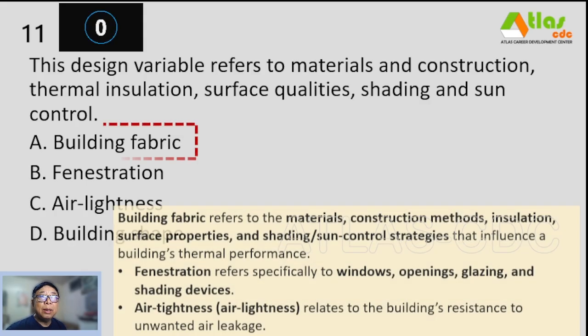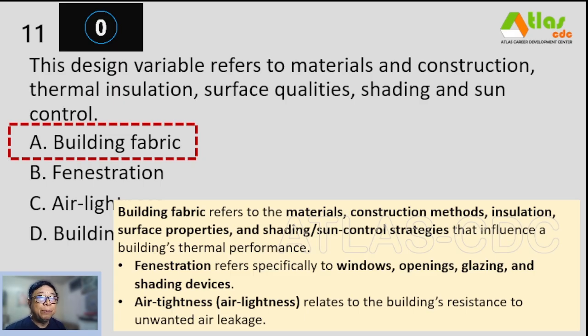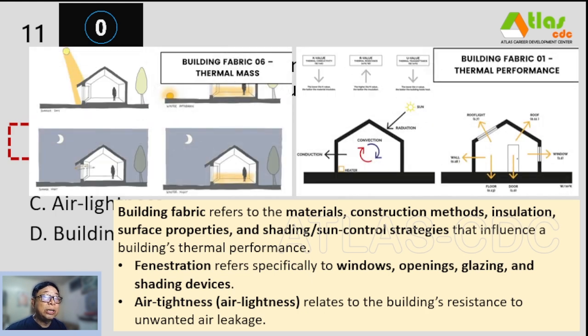And our correct answer is letter A, building fabric. So building fabric refers to the materials, construction methods, insulation, surface properties, and shading and sun control strategies that influence a building's thermal performance. On the other hand, fenestration refers specifically to windows, openings, glazing, and shading devices, while air tightness relates to the building's resistance to unwanted air leakage.